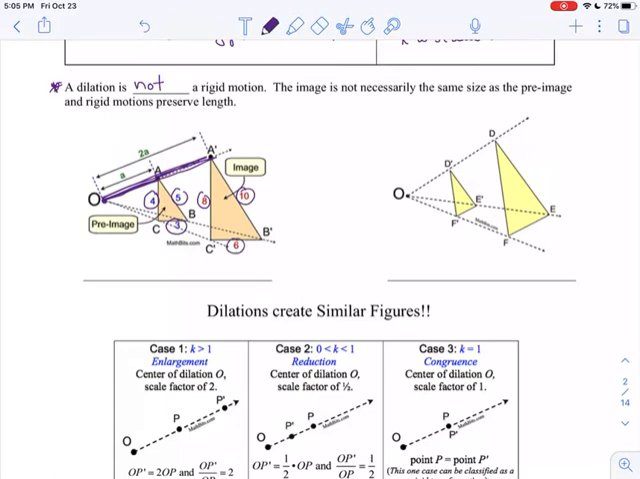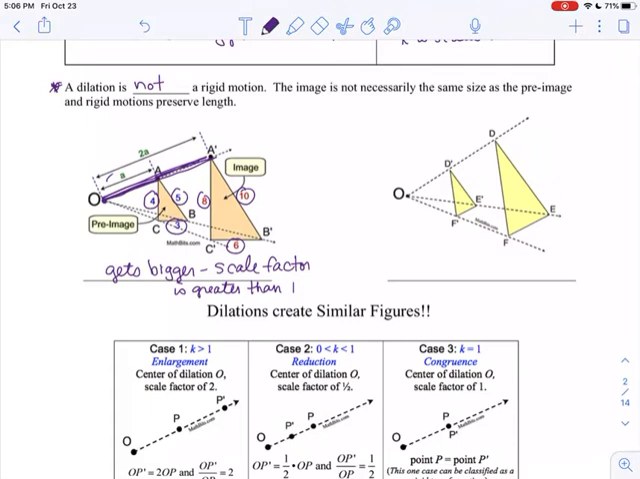And look at the sides. This side was 4 and now it's 8. This side was 5 and now it's 10. This side was 3 and now this side is 6. You can see that it got twice as big. So this is a dilation that got bigger. My scale factor is going to be image over pre-image. So this is a dilation where it gets bigger, and my scale factor is greater than 1.